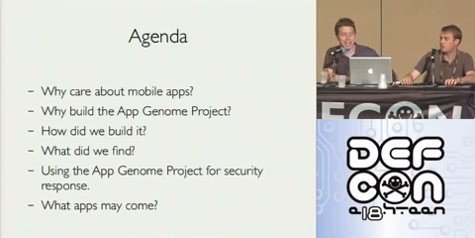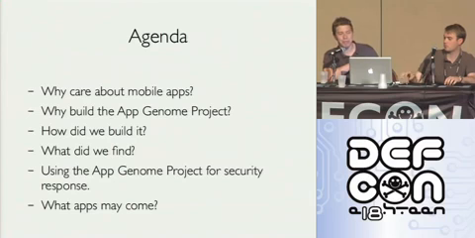What we're going to talk about today: first, why you should think about caring about mobile apps, and then maybe why you should be skeptical about mobile applications. Secondarily, what are our motivations? What's the point? Why are we downloading all these applications? Third, we're going to go into how we built it. We're going to dive a little under the hood, it's pretty cool. And we're going to look at what we found. Specifically, I'm going to tell four stories, and I think they're pretty good stories. And we're going to talk about how we can use the App Genome Project in a security response context.